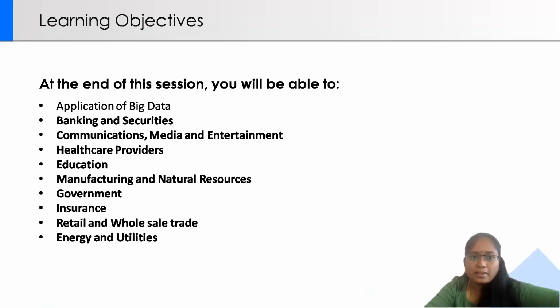So what is the main learning objective? At the end of the session you will be able to understand the different applications like banking and securities, communication media and entertainment, healthcare providers, education department, manufacturing and natural resources, government, insurance, retail and wholesale trade, energy and utilities. So we will see them one by one in detail.